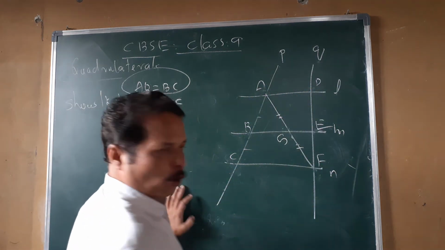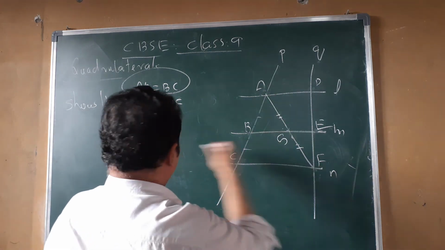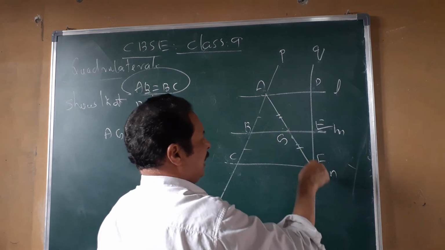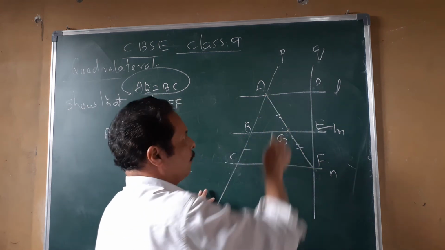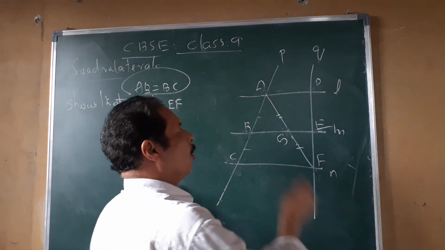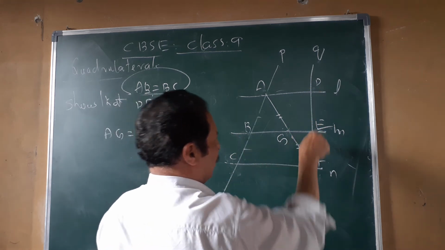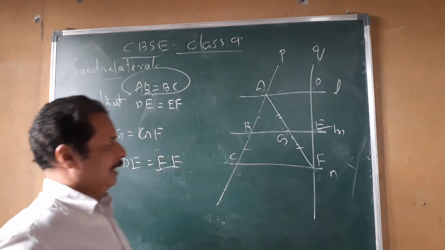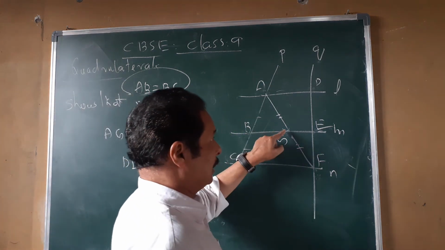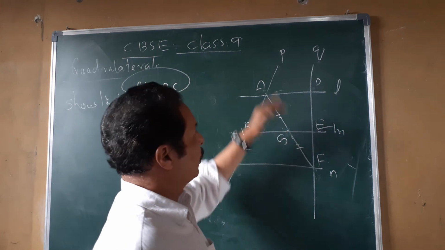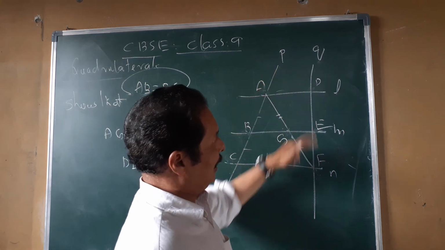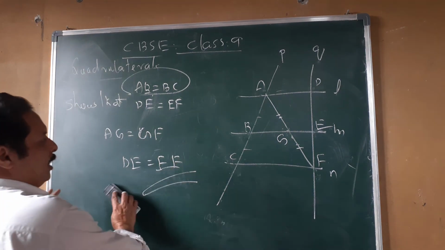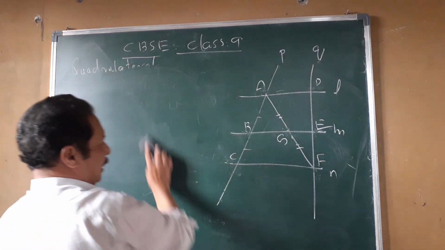These two lines are also parallel and AG equal to GF is given. So, by the same theorem, if AG equal to GF, G is the midpoint, these three lines are parallel. So, by the converse of the midpoint theorem, DE equal to EF. That is the converse of the midpoint theorem. A line passing through the midpoint of one side of a triangle, parallel to the other side, bisects the other side. That's completed. Okay. So, using the converse of the midpoint theorem, you can prove it.